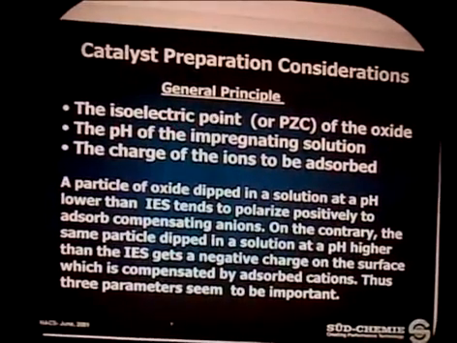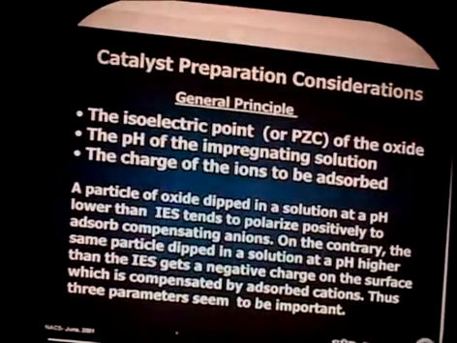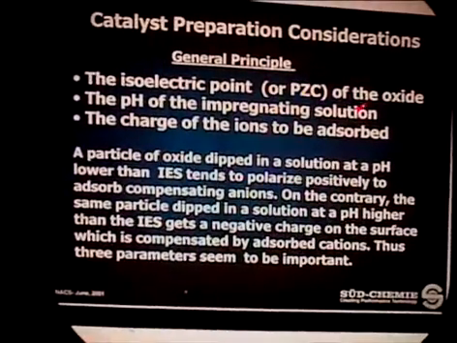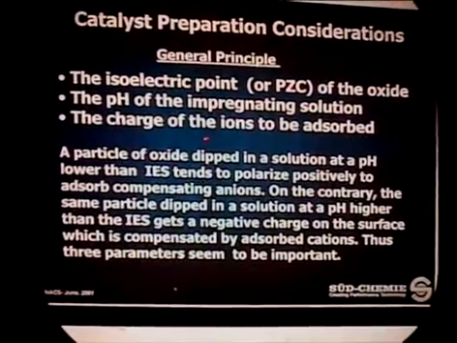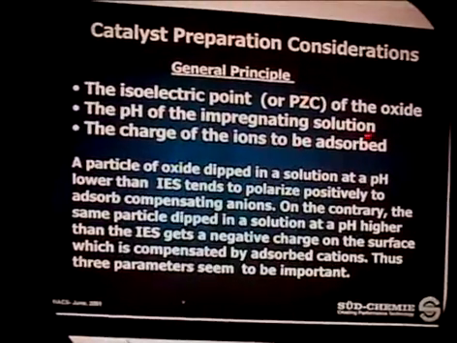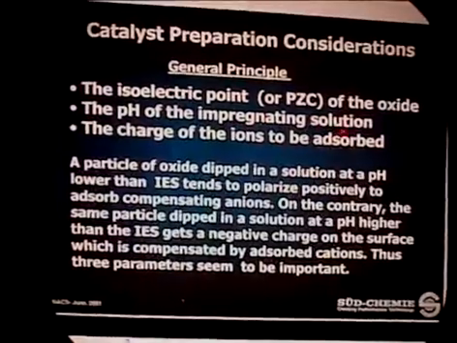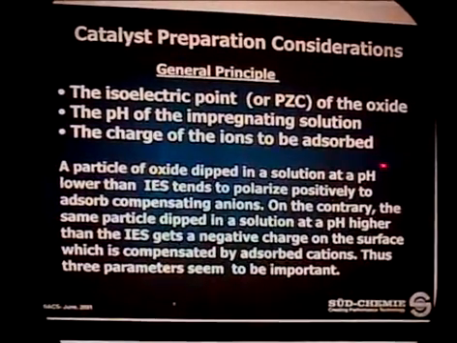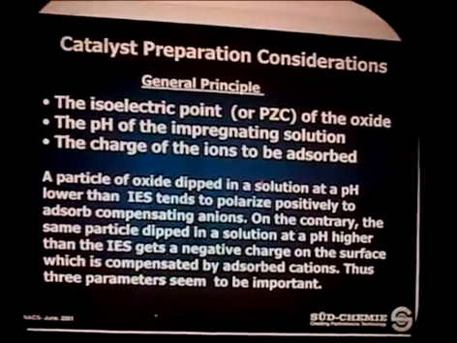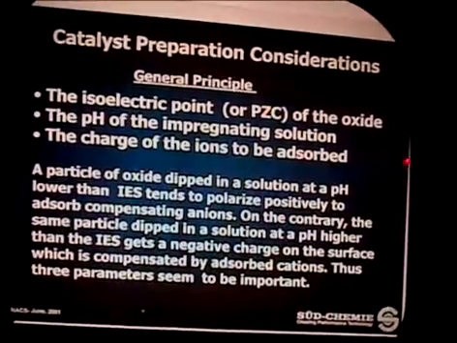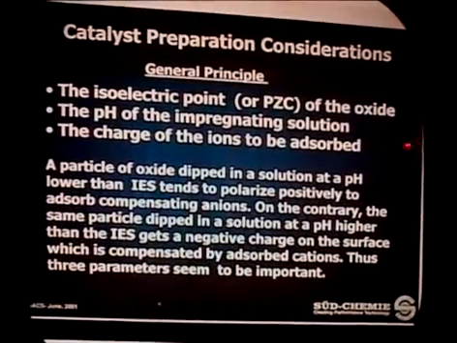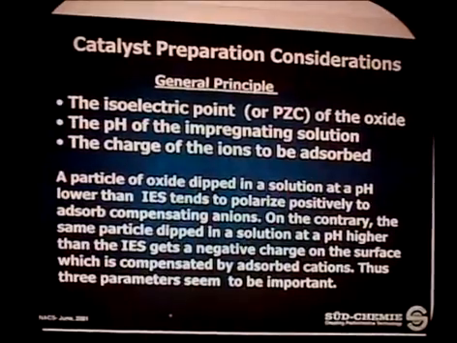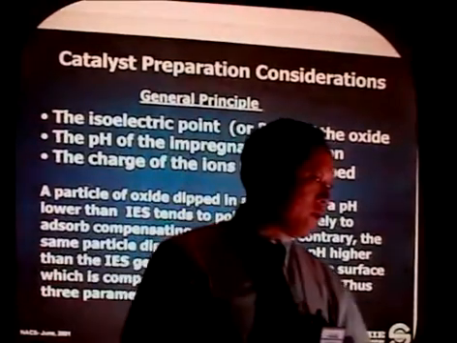First is the isoelectric point, or point of zero charge (PZC), of the oxide. That's an intrinsic property of the aluminum or titanium or zirconium, wherever you put it on. Second is the pH of the impregnating solution, which could be acidic, basic, or something in between. And third, what's the charge of the ion that will be adsorbed, is it anionic or cationic. The general rule is that if the pH of your impregnating solution is lower than the oxide's PZC, the surface tends to be positively charged, and it will tend to adsorb more negatively charged ions. That is the basic principle of impregnation.